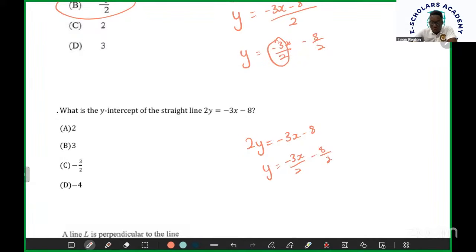So the y-intercept would be the number by itself. So negative 8 divided by 2 would be 4. So the y-intercept would be negative 4. So don't be carried away and put 4, but they didn't put 4 as an option though, so be good. So D, negative 4. All right, so careful with this one. Make sure it's in the general form, y equal mx plus c. Y has to be by itself. All right, nothing should be attached to the y, so be on the lookout for that.